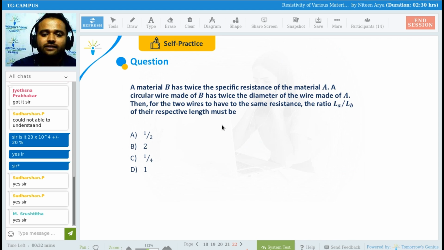Okay. In the same way, tell me the answer of this. This particular question states that a material B has twice the specific resistance of material A.